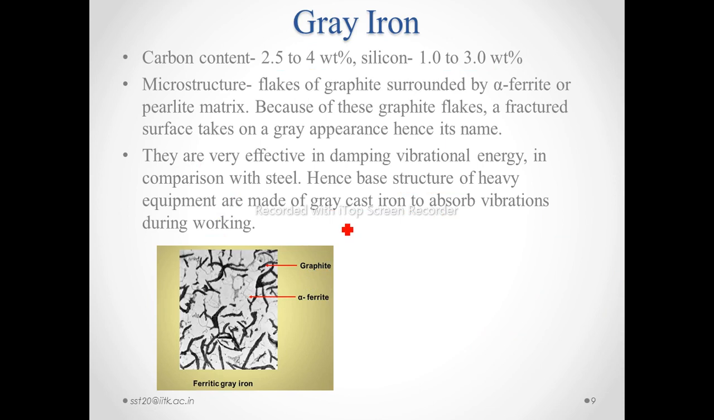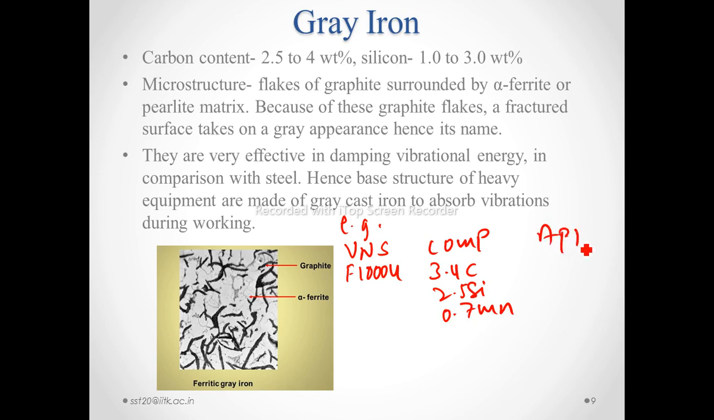An example is UNS number F10004. The composition is 3.4% carbon, 2.5% silicon and 0.7% manganese. The application is in miscellaneous soft iron castings in which strength is not a primary consideration.